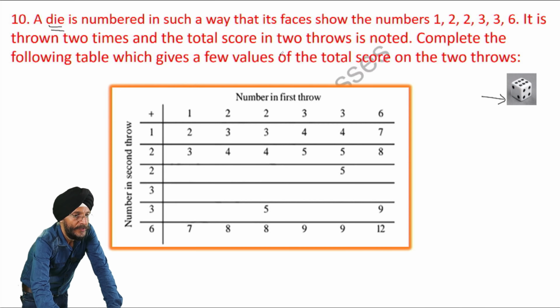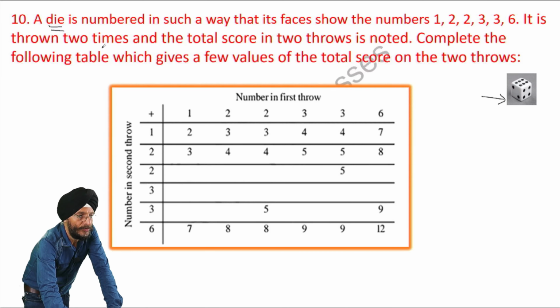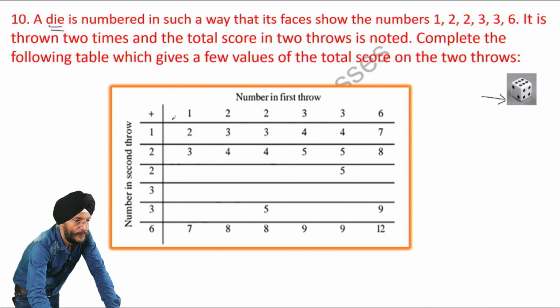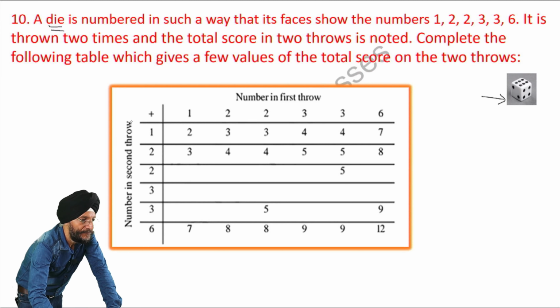Now this dice is thrown 2 times and the total score in 2 throws is noted. How is it noted? We understand it from the table. Suppose it is thrown the first time, it comes 1. Then it is thrown the second time, it comes 1. So the total of 2, 1 plus 1, has been given. Suppose here the die is thrown once, it comes 2. And the die is thrown for the second time, it comes 1. So here the total of these 2.